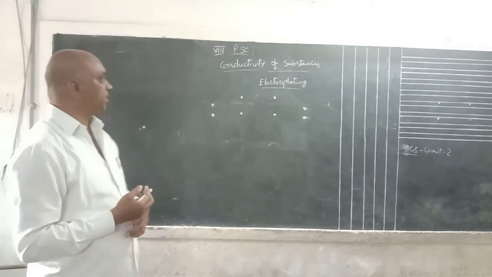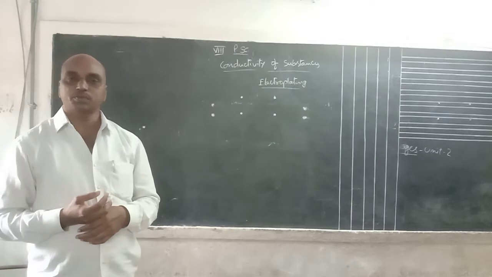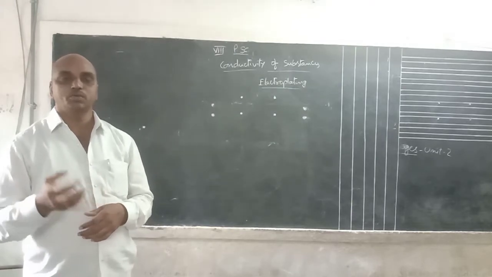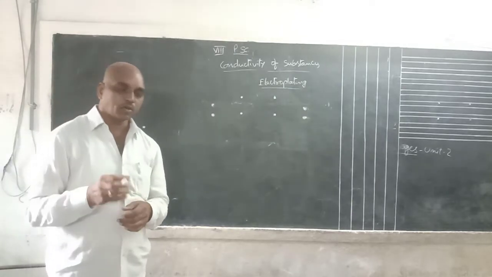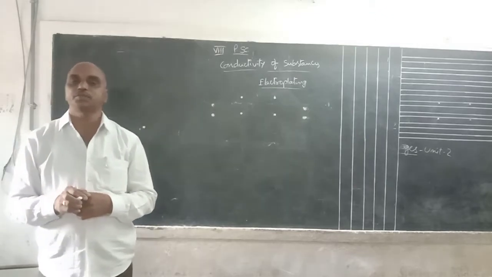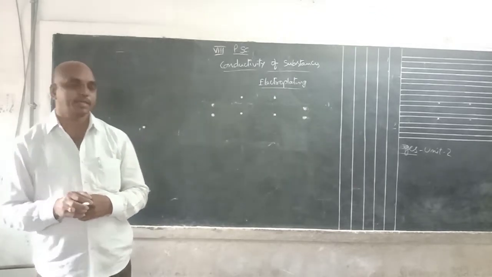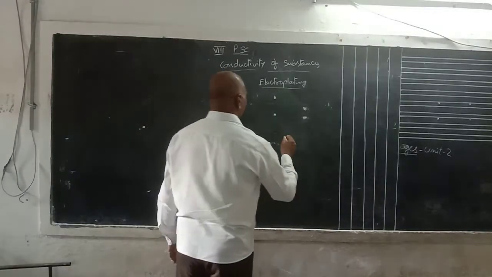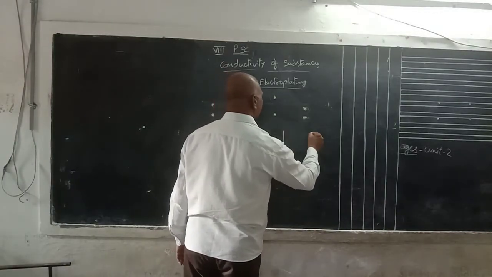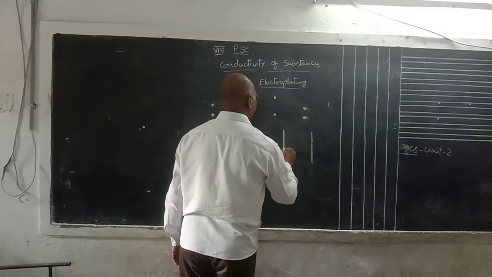This process is called electroplating. By using the electrolysis process and electrolyte, we can coat costlier metals on cheap particles. This is called electroplating. This is a 4 marks question. How to explain the electroplating process?